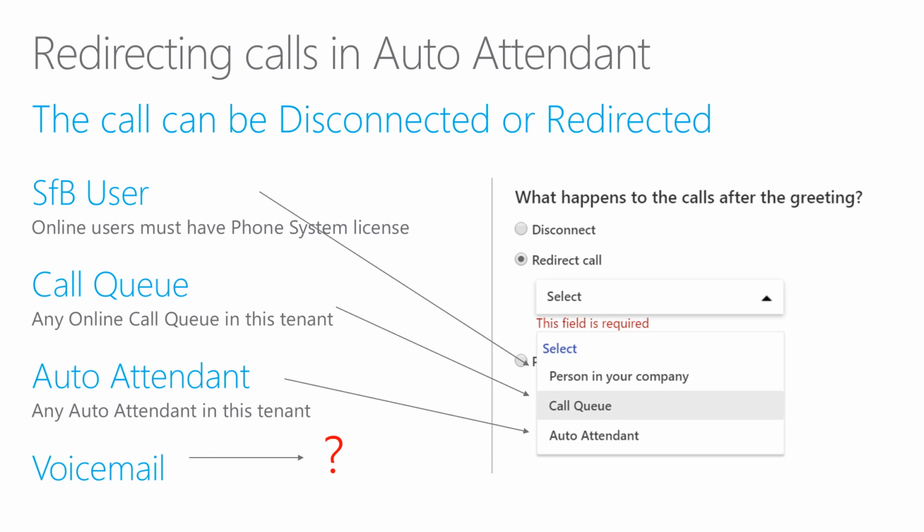So redirecting calls in auto attendant. How do we do this? You can either disconnect or redirect a call. If you redirect a call, you can redirect it to a Skype for Business user, which should be an online user with a phone system license, to a different call queue, which can be an online call queue in this tenant, a different auto attendant, or you can redirect to voicemail.